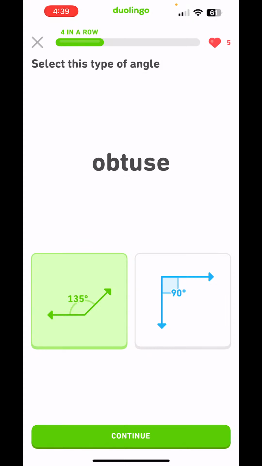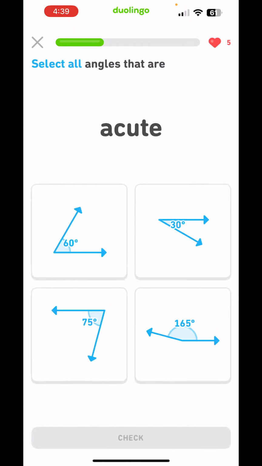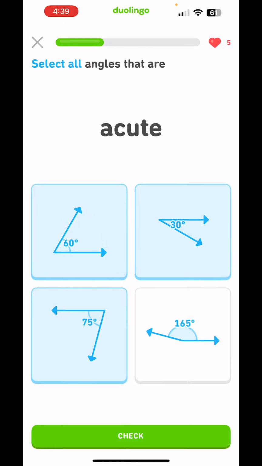Comedy calculations says, ooh, math. Yes, we are focusing on math today, specifically geometry. So yes, the answer is 135, obtuse angle. All right, so now we have to choose all the acute angles. So if we remember, acute angles are less than 90 degrees. So it would basically be this one, and this one. This last one here is an obtuse angle. So that wouldn't be the answer.